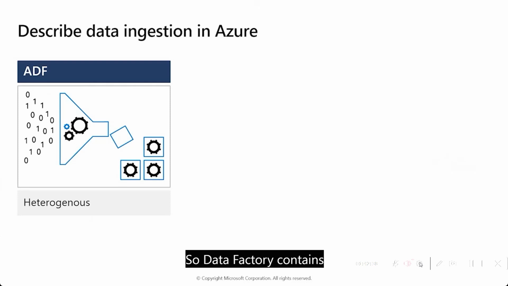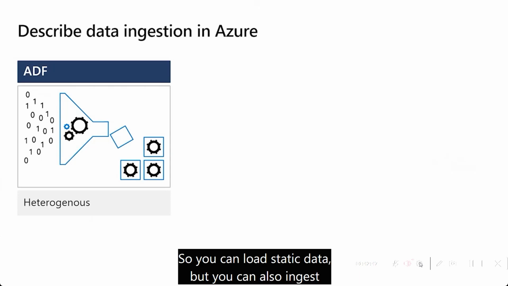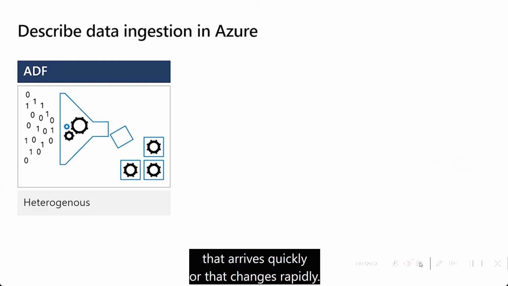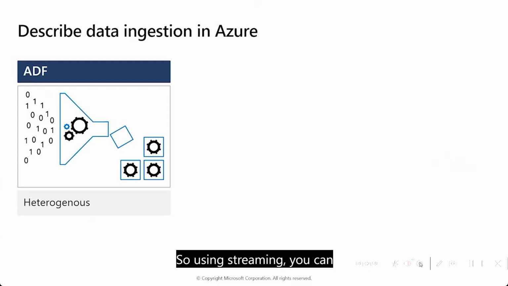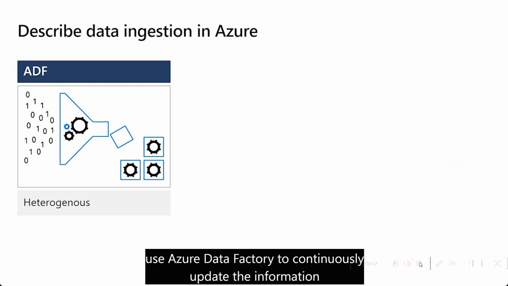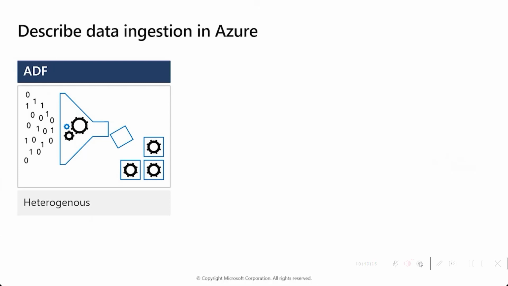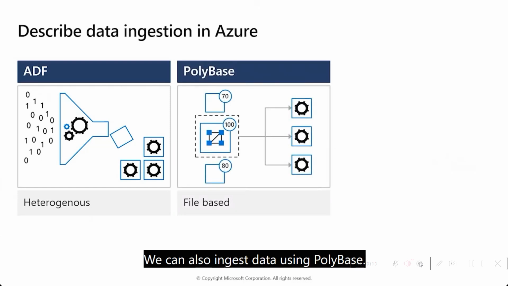Data Factory contains a series of interconnected systems that provides a complete end-to-end platform for data engineers. So you can load static data, but you can also ingest streaming data. Loading data from a stream offers real-time solutions for data that arrives quickly or that changes rapidly. So using streaming, you can use Azure Data Factory to continuously update the information in the data warehouse with the latest data.